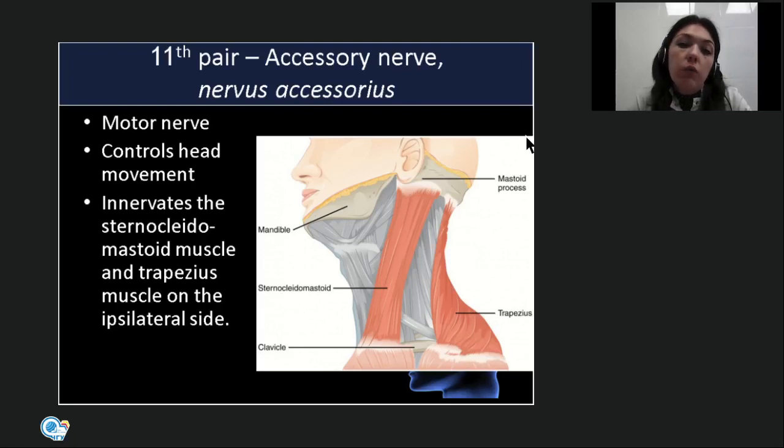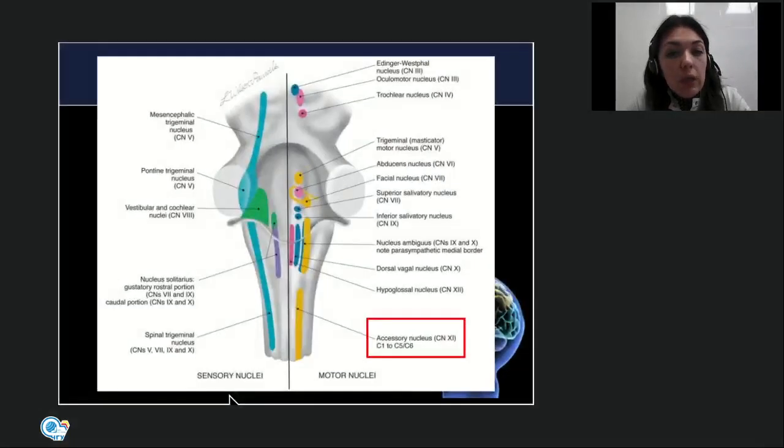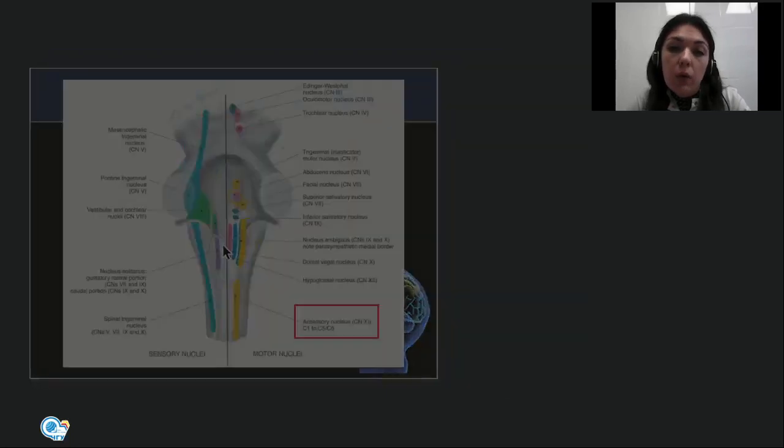So it is a motor nerve, it controls head movement, and it supplies the sternocleidomastoid muscle and trapezius muscle on the ipsilateral side. So here we can see the nucleus of the accessory nerve. It's long. It also starts from the medulla oblongata, and then it continues downward in the spinal cord up to the level of the 5th or 6th cervical segment of the spinal cord.